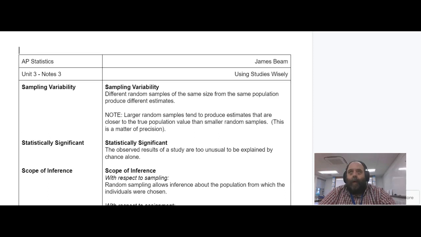Increasing the sample size will always increase precision. Increasing small to small is going to increase precision faster than increasing large to large. I think that makes sense.